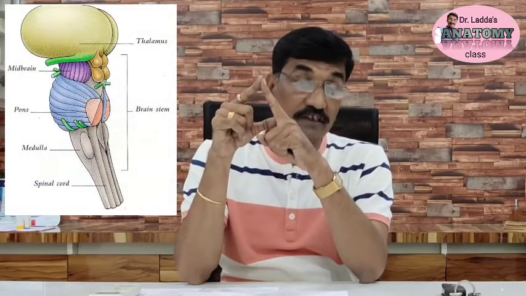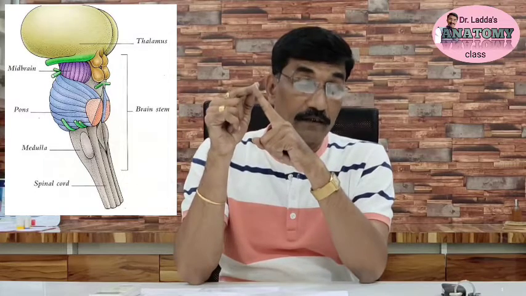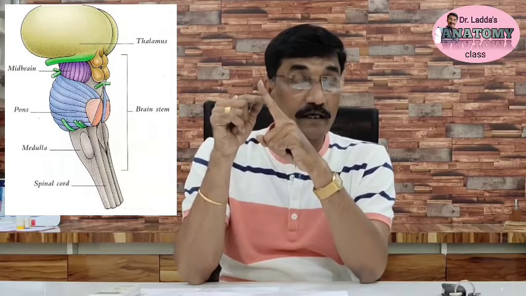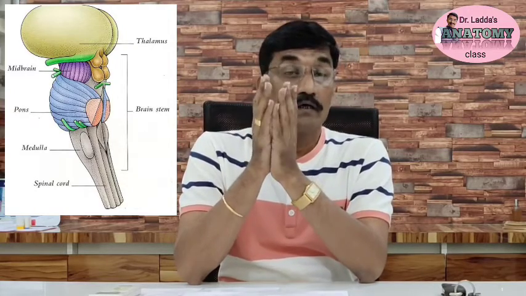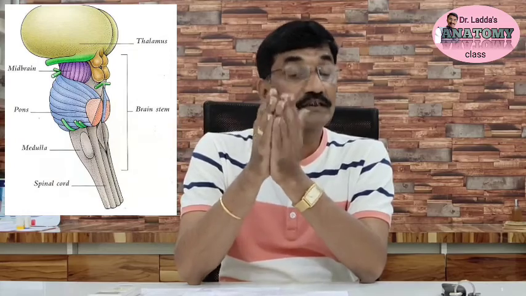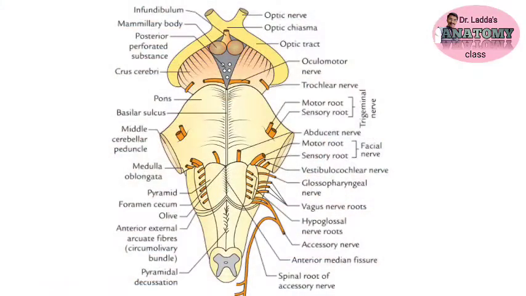So, let's start with the external features of the brainstem. Before proceeding, let me explain. This brainstem, a stem-like portion, is divided into three parts. The upper part is the midbrain, the middle part is the pons, and the lower part is the medulla oblongata. Now, the figure in front of you shows the anterior aspect of the external features of the brainstem, and after that we will proceed with the posterior aspect of the external features.